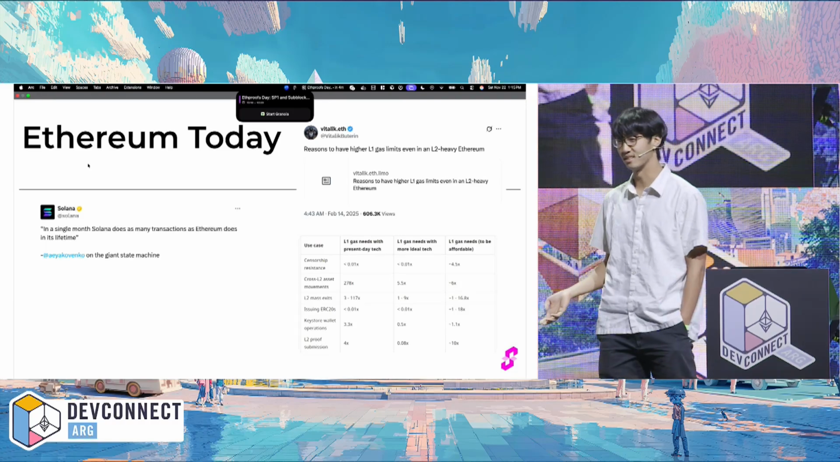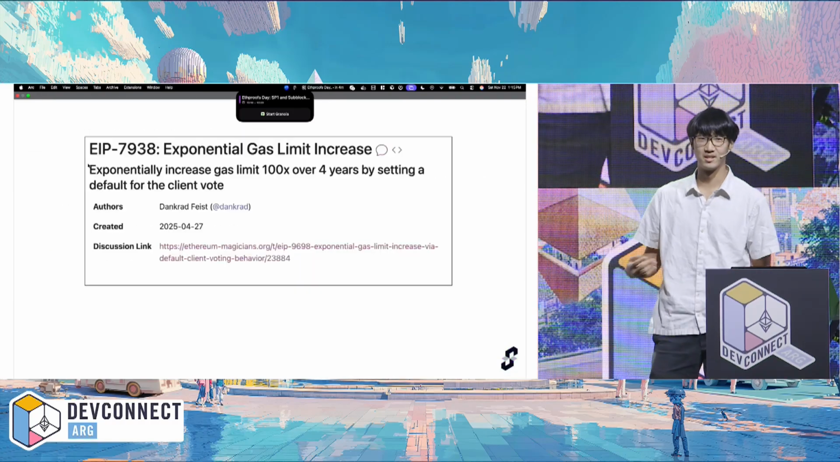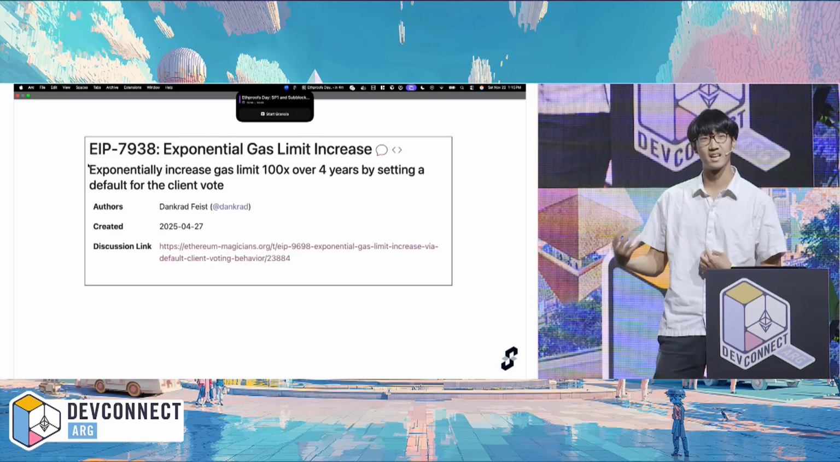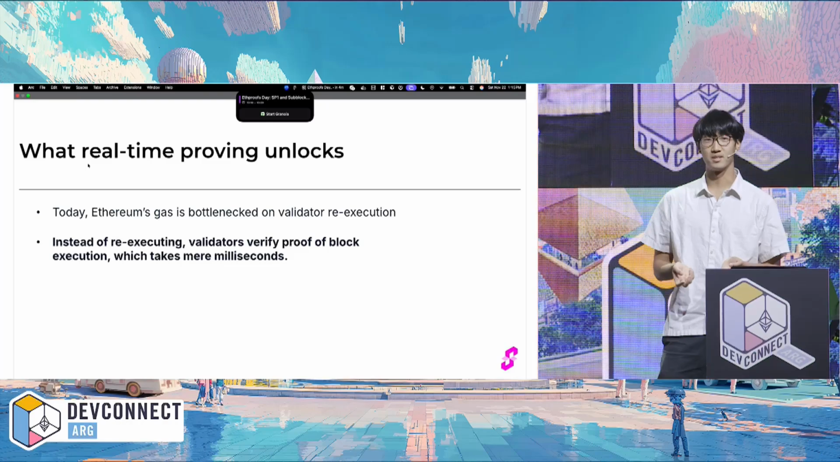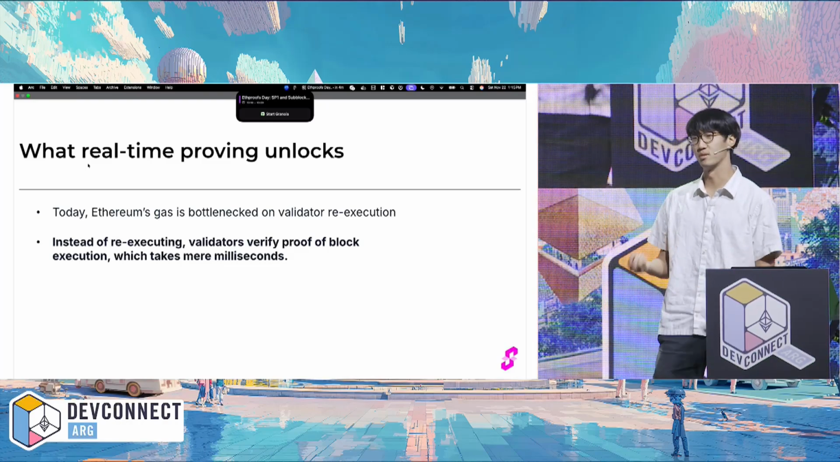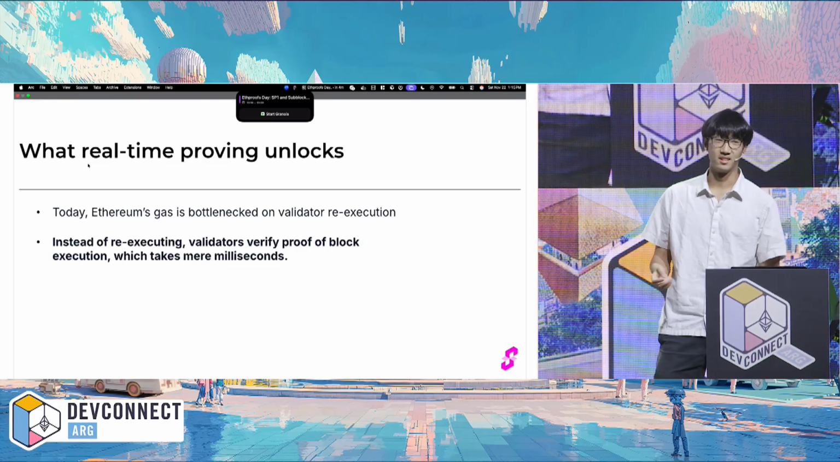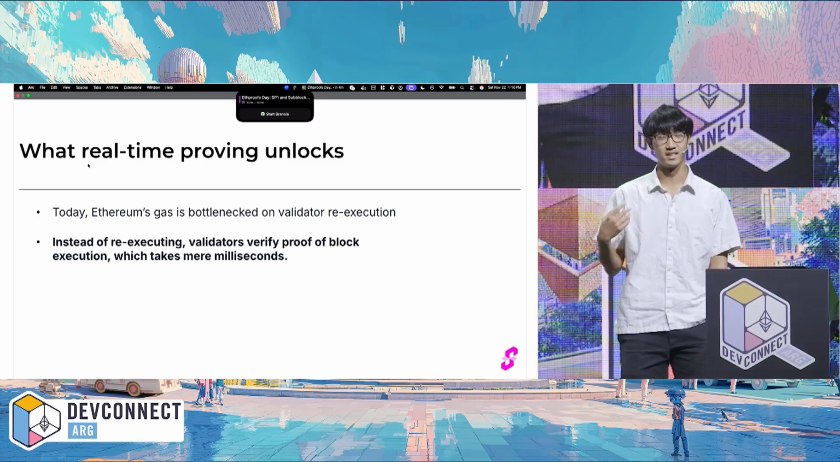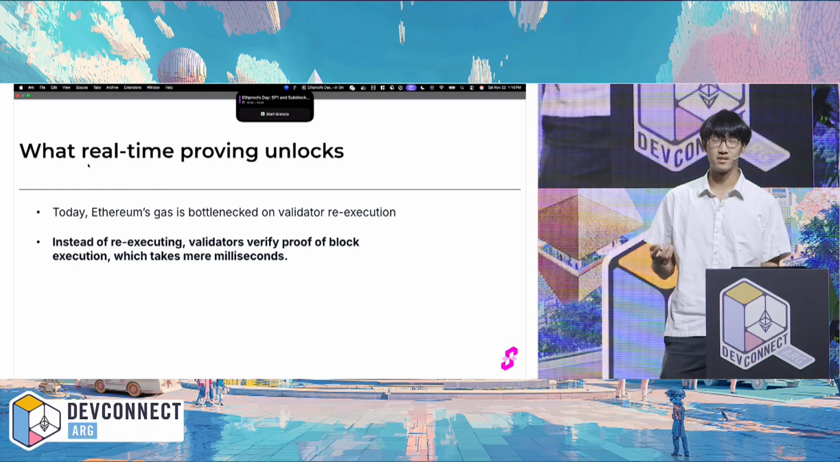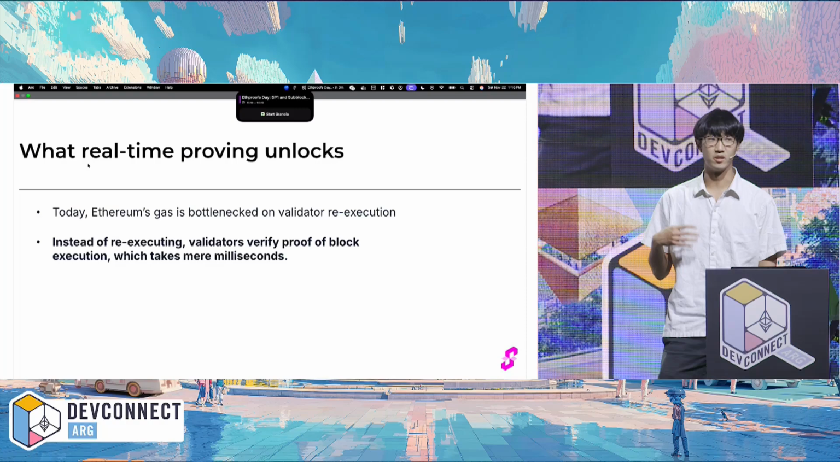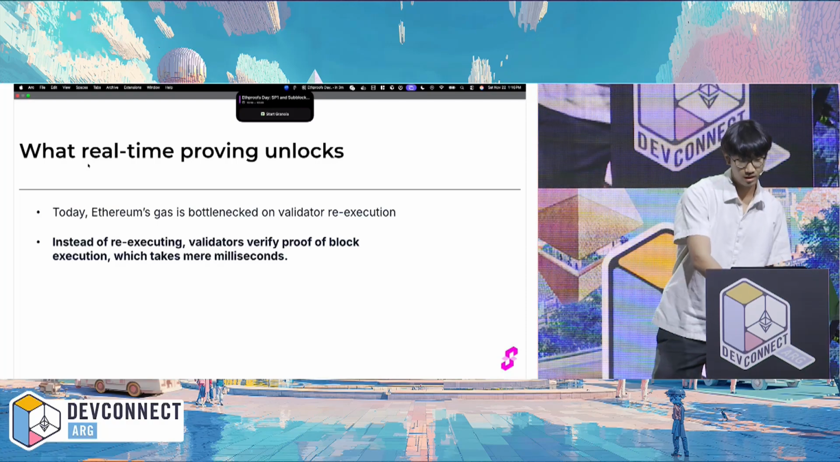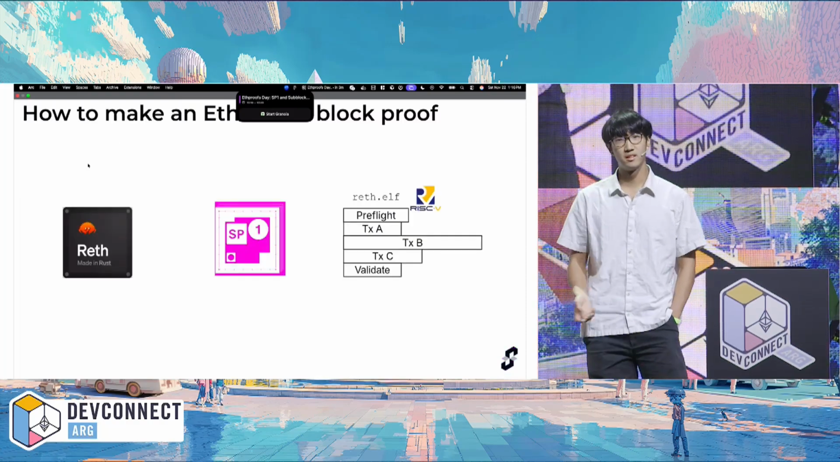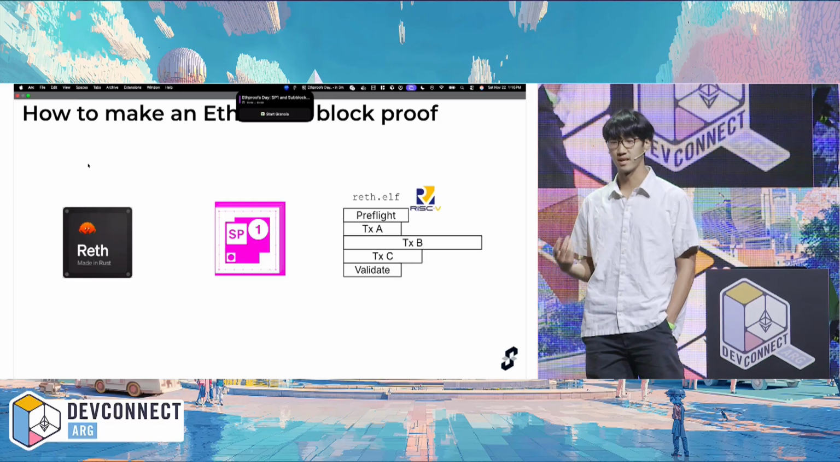So I know you guys have heard this a couple times today already, but Ethereum needs to scale the L1 gas limit. There's a plan to do this over the next couple of years, getting to sort of the gigagas regime gradually. And probably the most promising avenue towards this is real-time proving. At a super high level, Ethereum's gas today is bottlenecked by validator re-execution. And if instead validators could verify succinct proofs of block execution, that would allow you to pack much more gas in a single block.